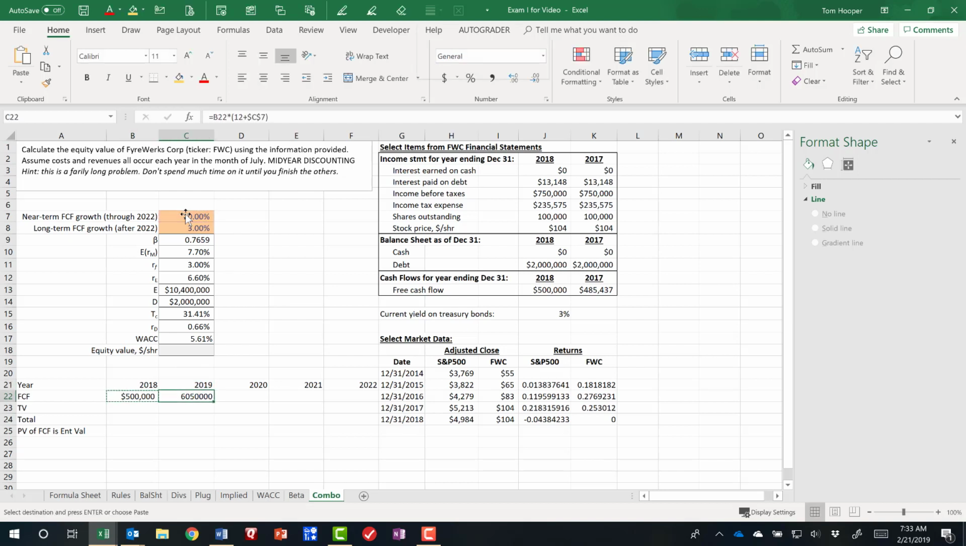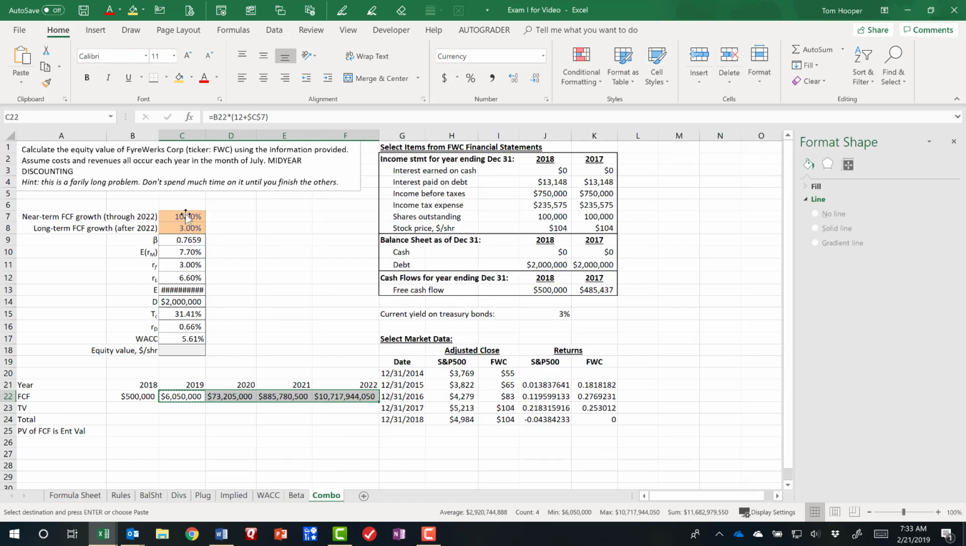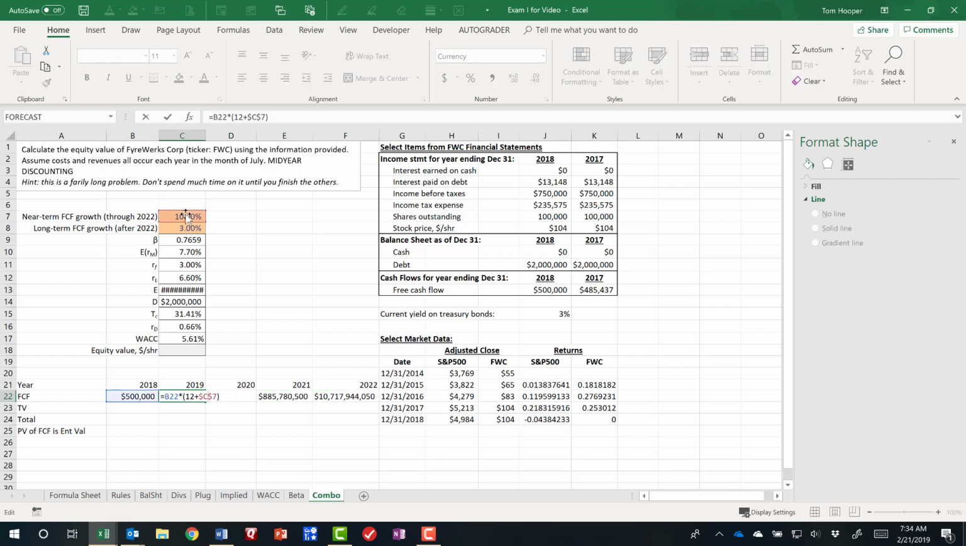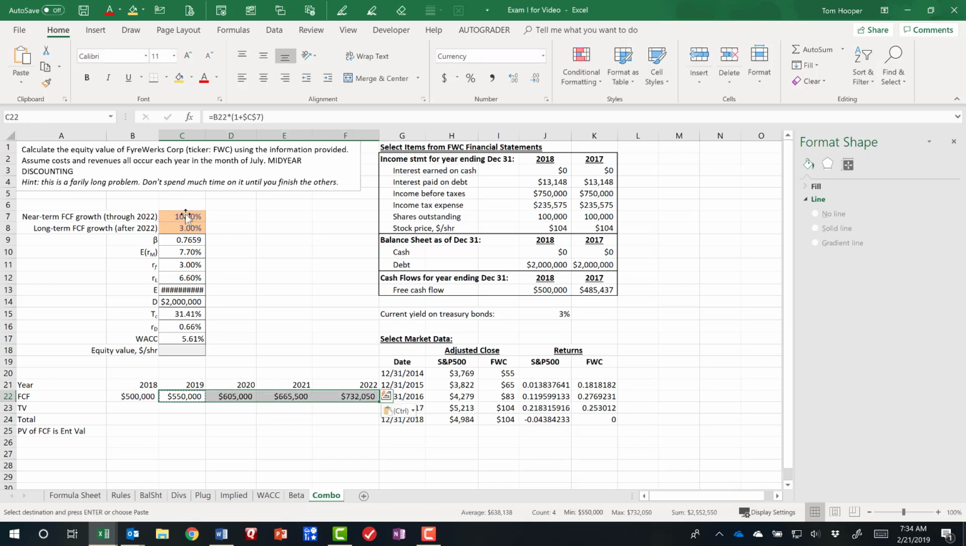Copy, Control V. Oh wow, that's big. Oh, I don't think that should have been a 12. I think that should have been a 1. Copy. Okay, that looks more realistic. Going up about 10%, about 10%.